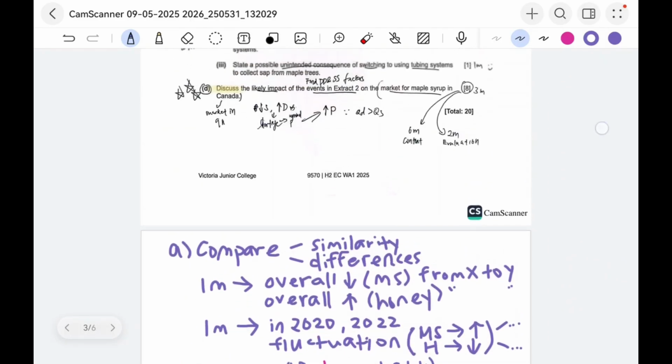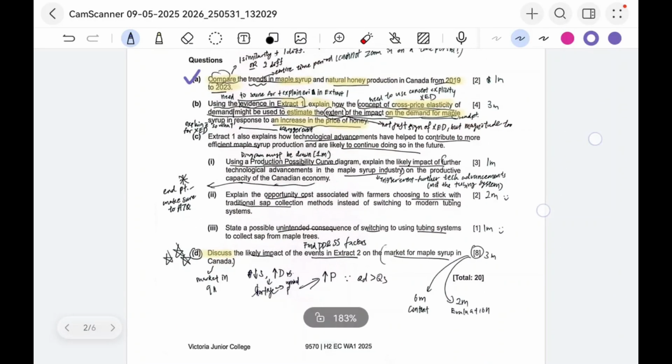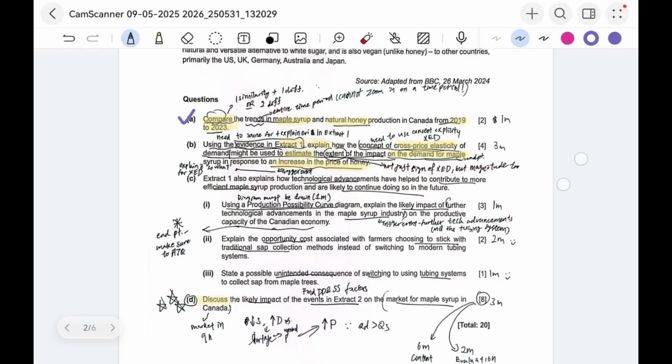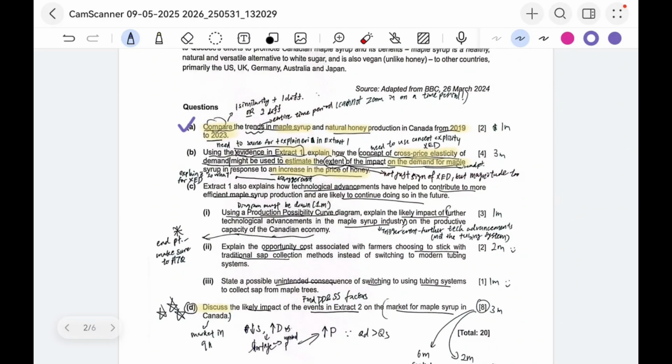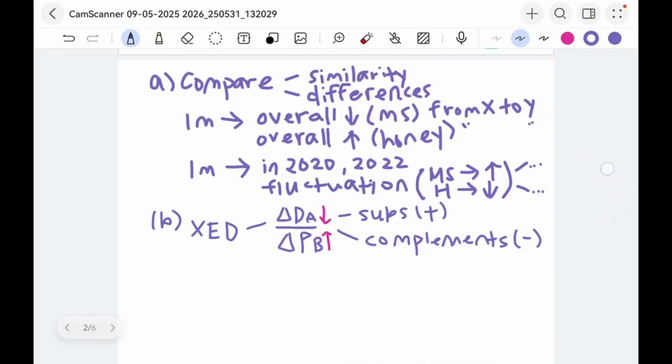So in this case, we will need to calculate, unless extract 1 mentions it, but then we might need to calculate. If it didn't tell you the value, you might need to calculate and then interpret, or you can just take the value directly. Later we will see for extract 1, but then explain how it will be used to estimate the extent, right? It will be in terms of the value of the XED.